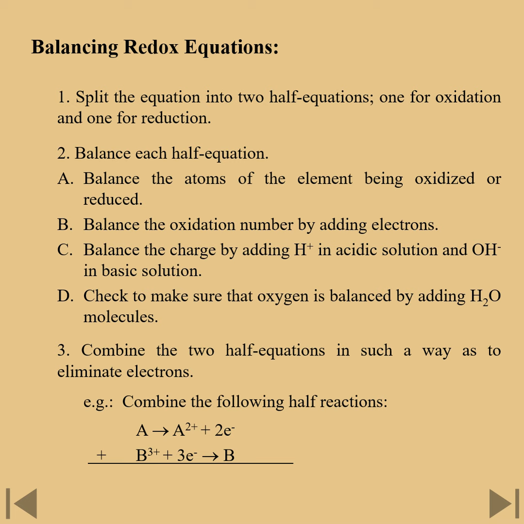So let's say, as an example, we had A going to A2+ and 2 electrons, and then we had B3+ plus 3 electrons going to B. Well, I have 2 electrons on the right, 3 electrons on the left. I need the same number on both sides. So whenever we're balancing something, we reach for the least common multiple, and of course that would be 6. So to get 6 electrons on the right, I'm going to multiply the first equation by 3, and to get 6 electrons on the left, I multiply the second equation by 2.